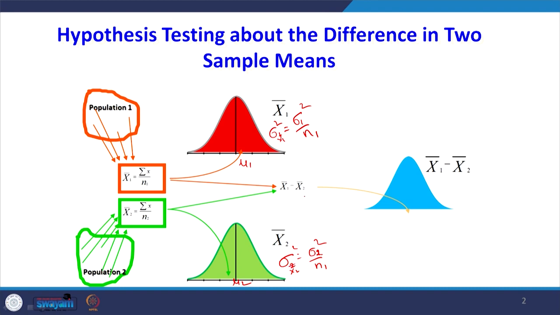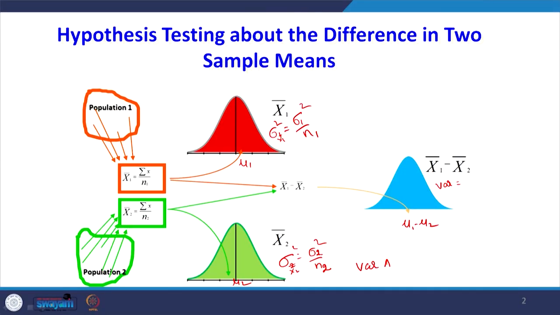Suppose I find the difference of their sample means. If I plot the difference, that will follow a normal distribution. The mean of this population is mu 1 minus mu 2. For the variance, we have to find the difference of these variances. For population 1, the variance is sigma 1 square by n1. For population 2, the variance is sigma 2 square by n2.